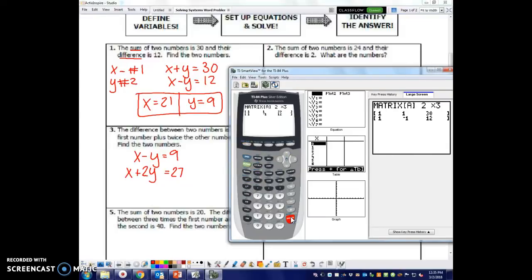So edit. You can use any method you want. I don't care. Any method you want. So we have 1, negative 1, 9. Oops. I forgot to tell it was a 2 by 3. 2 by 3. Okay, now 1, negative 1, 9. And then we have 1, 2, 27.